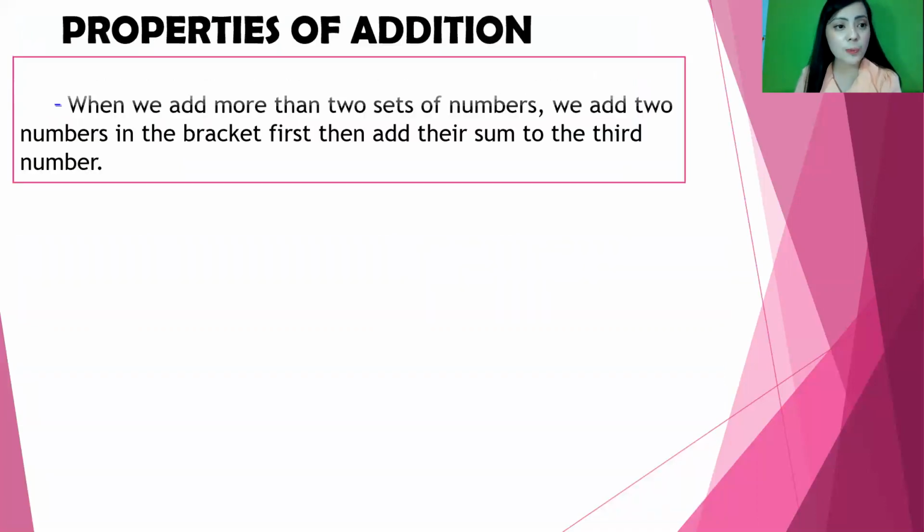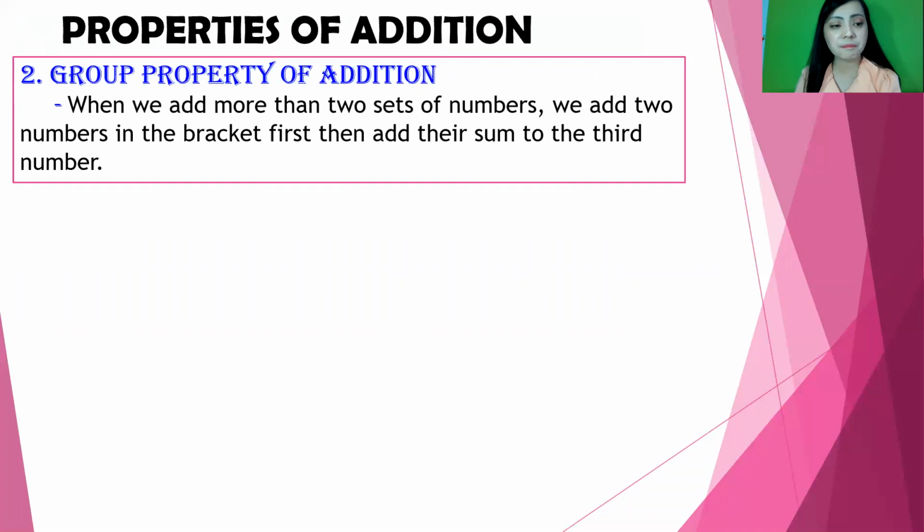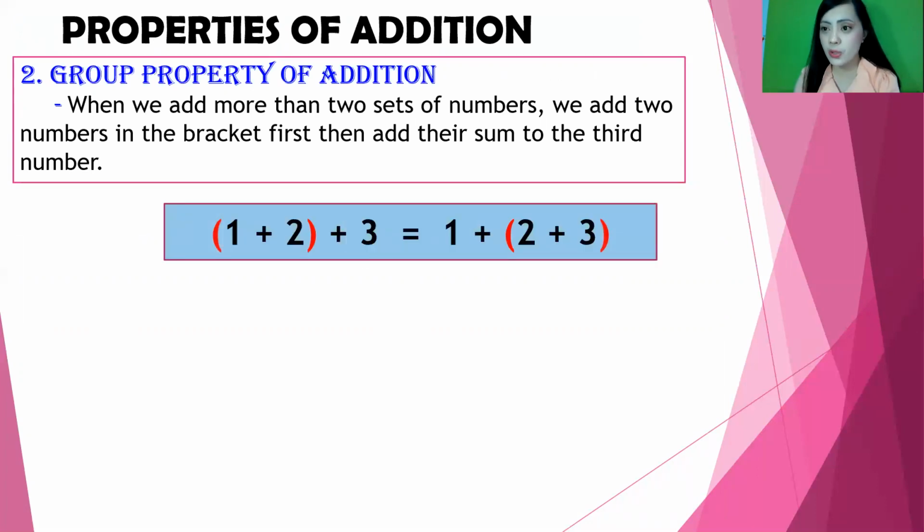All right, the next property of addition is the group property of addition. When we add more than two numbers, we add the two numbers in the bracket first, then add their sum to the third number. Okay, so I have an example: 1 plus 2 plus 3, very easy, equal to 1 plus 2 plus 2 plus 3. Okay, so remember the bracket is there. You could do 1 plus 2 first. After you get the answer of 1 plus 2, then add the third number.